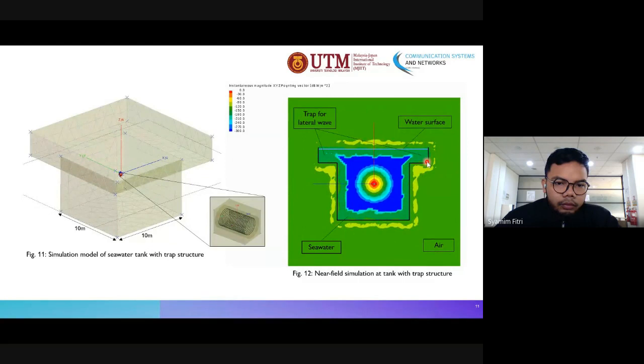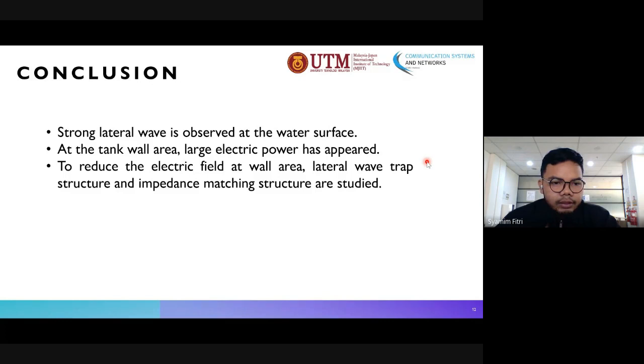So in conclusion, we can see the strong lateral wave is observed at the water surface, and at the tank wall area, large electric power has appeared. And to reduce the electric field at wall area, the lateral wave trap structure and impedance matching structure are studied for this research.